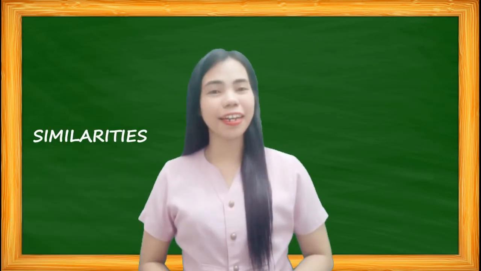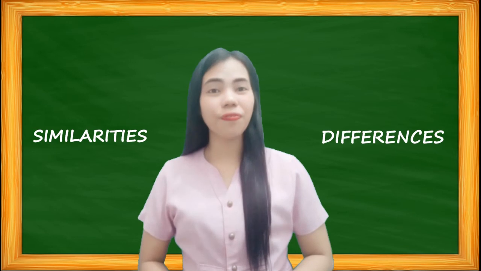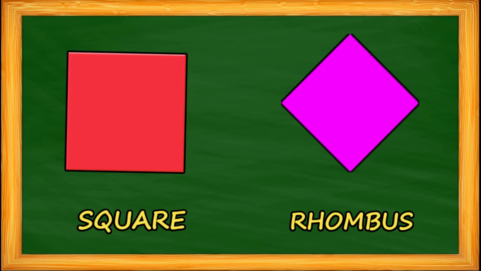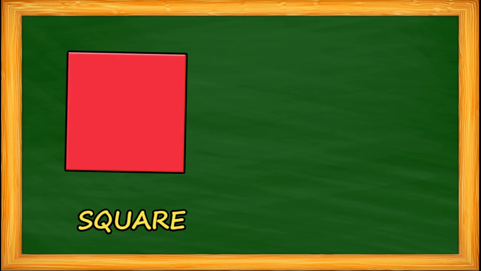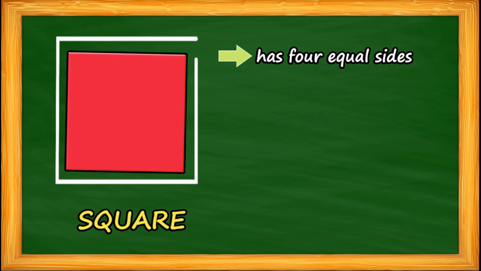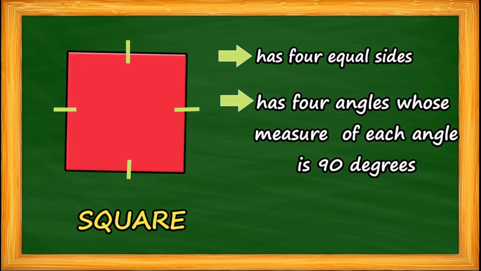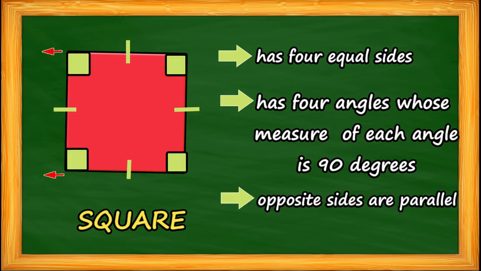Let's find the similarities and differences of these two quadrilaterals. Do you recognize these two shapes by looking at them? Yes, we have square and rhombus. What special characteristics do these two quadrilaterals have? A square is a parallelogram which has 4 equal sides. All the angles are equal to 90 degrees and the opposite sides are parallel to each other.